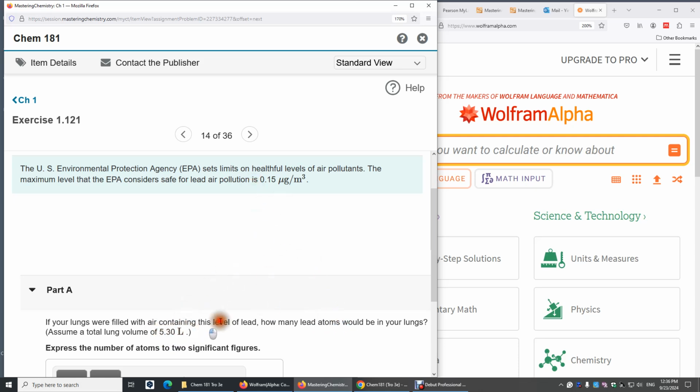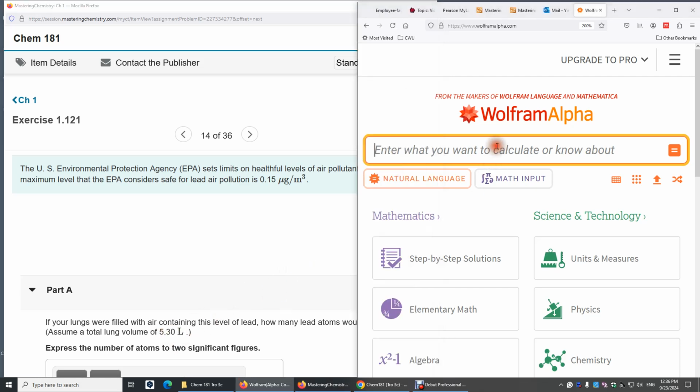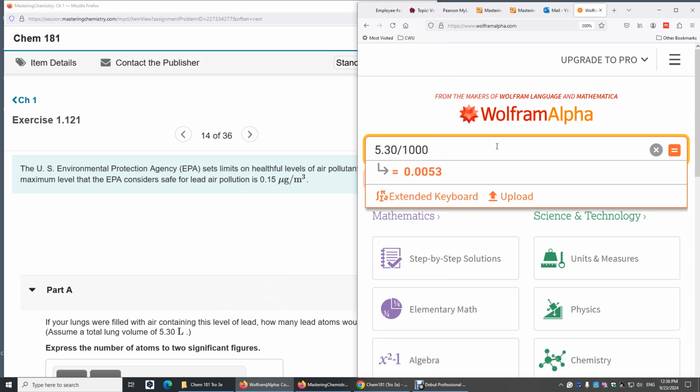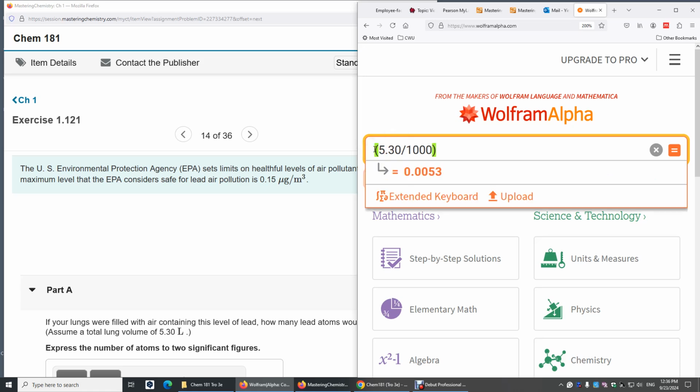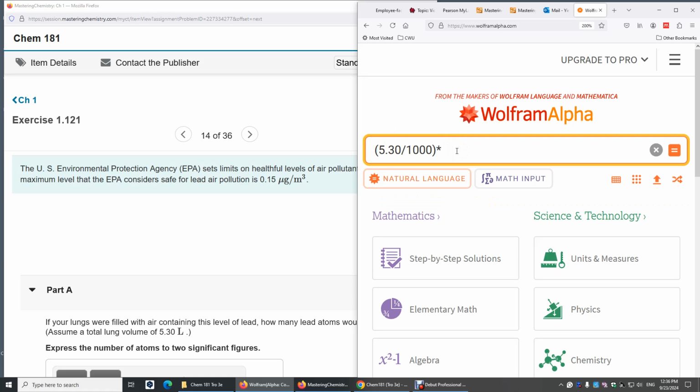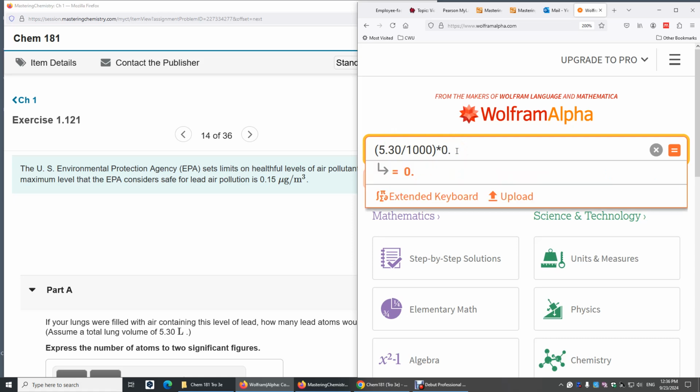We have the volume, 5.3 liters, and then divided by 1,000. That will give you the volume in cubic meters, times 0.15. That will give you the number of micrograms. Each microgram is this many grams, so we need a conversion for this microgram.